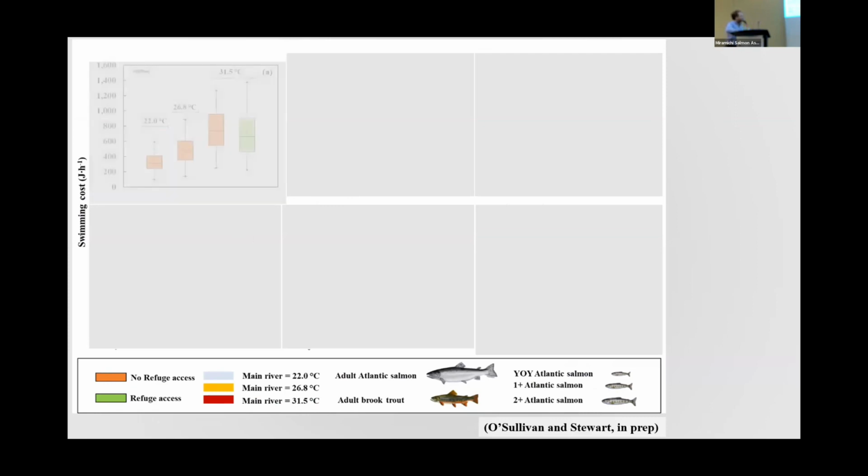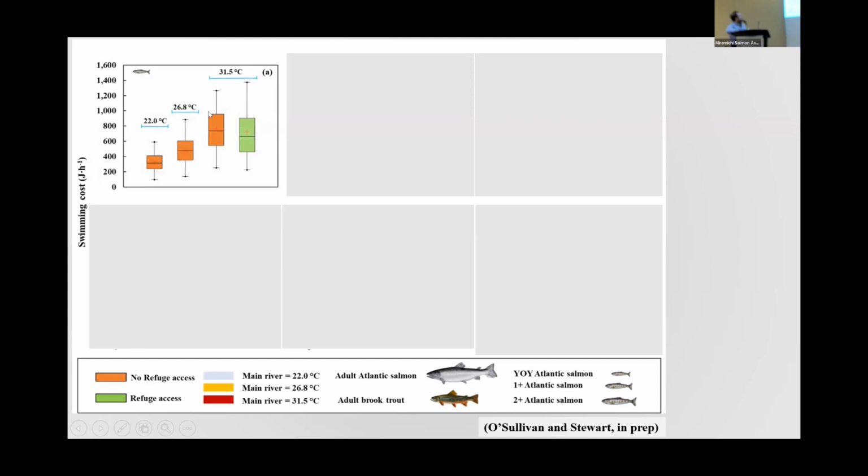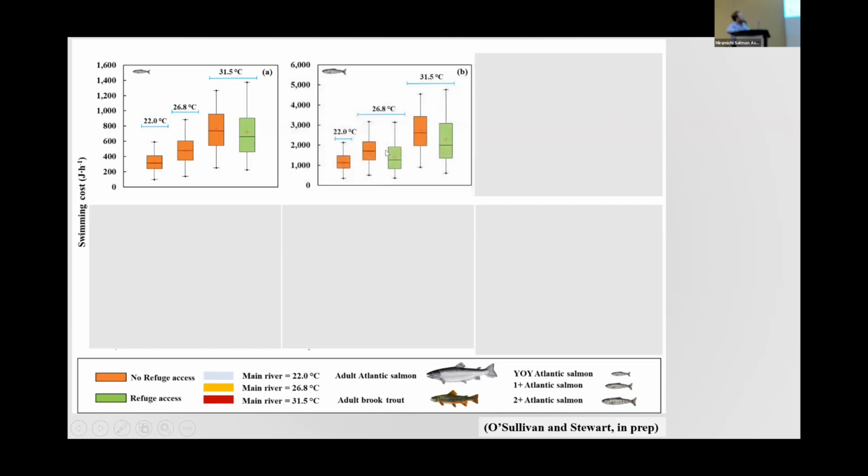All right. So first, young of the year, excuse me, seeks a refuge here at 31.5. You can see that there is a reduction in swimming costs. Right. So this is when they're in the middle of the river. Then when they're out to the refuge, there's a reduction in swimming costs. This is as per Alex's data. All right. Of course, it's a function of fish weight, which is a function of length.